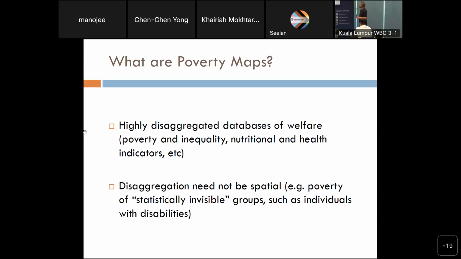It could also be used to explore cross-sectional welfare deficits for groups of the population that would otherwise be statistically invisible. Think of the disabled, think of ethnic minorities, etc. Where a given household survey might only give you like 100 observations for some of these population groups you might be interested in, if you're able to reliably impute welfare in something like a population census, you might now have tens of thousands of observations on these groups that would otherwise be statistically invisible.